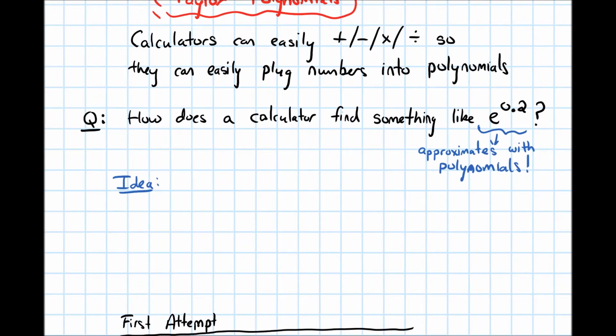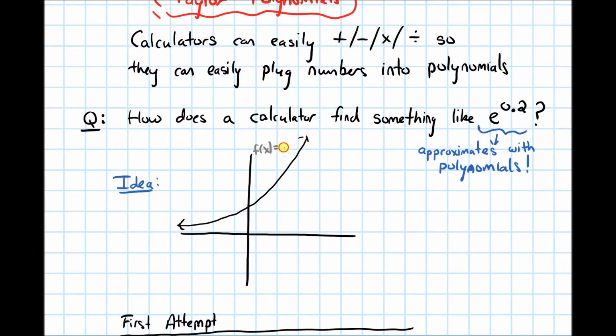So I'm going to draw some axes. So an x-axis, a y-axis. Let's go ahead and draw a rough graph of e to the x. So let's say that this is our graph of e to the x. So this is f of x equals e to the x. So I want to get a feel for what's happening at 0.2. So let's say 0.2 is here.